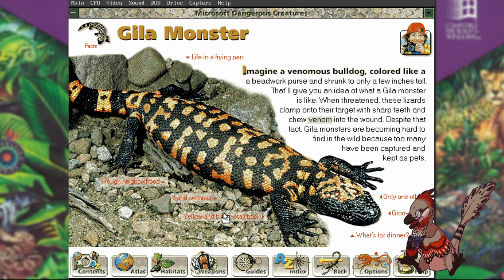Gila monster. Imagine a venomous bulldog, coloured like a beadwork purse and shrunk to only a few inches tall. That'll give you an idea of what a Gila monster's like. When threatened, these lizards clamp onto their target with sharp teeth and chew venom into the wound. Despite that fact, Gila monsters are becoming hard to find in the wild because too many have been captured and kept as pets. All right, that's interesting. Let's see what it has to say about venom.